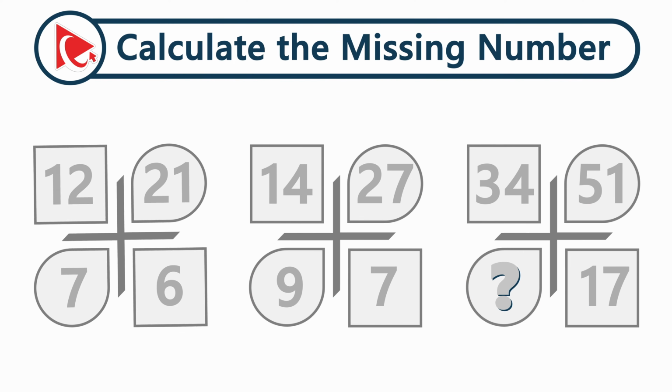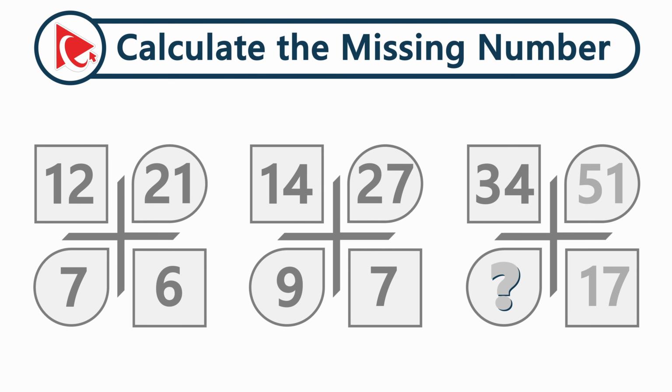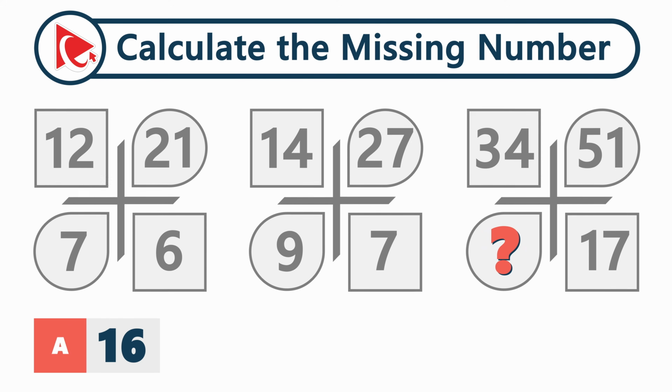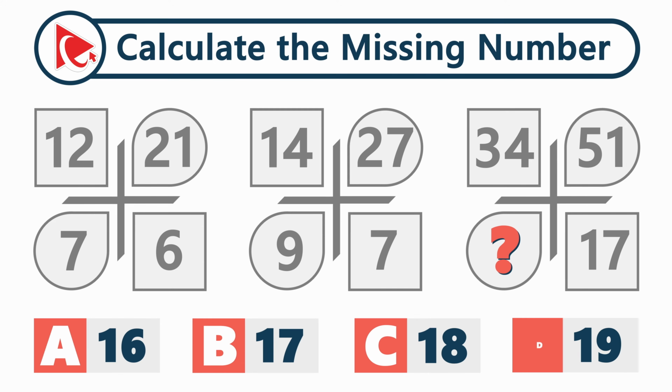The first shape has numbers 12, 21, 6 and 7. The second shape has numbers 14, 27, 7 and 9. The third shape has numbers 34, 51, 17, and then comes the missing number, which you need to calculate and select out of 4 possible choices. Choice A, 16, choice B, 17, choice C, 18, and last but not least, choice D, 19.